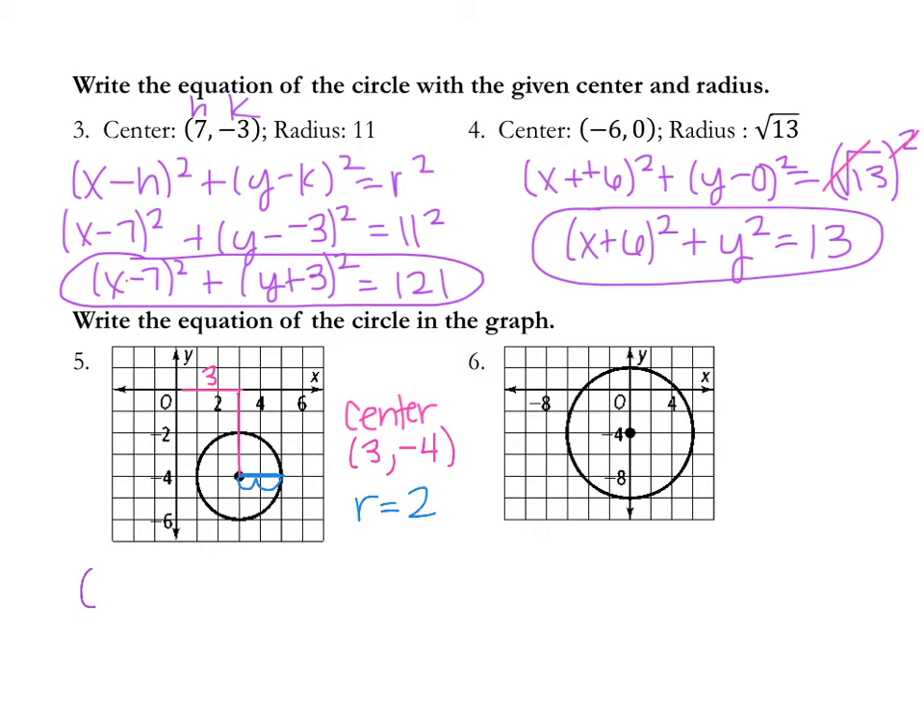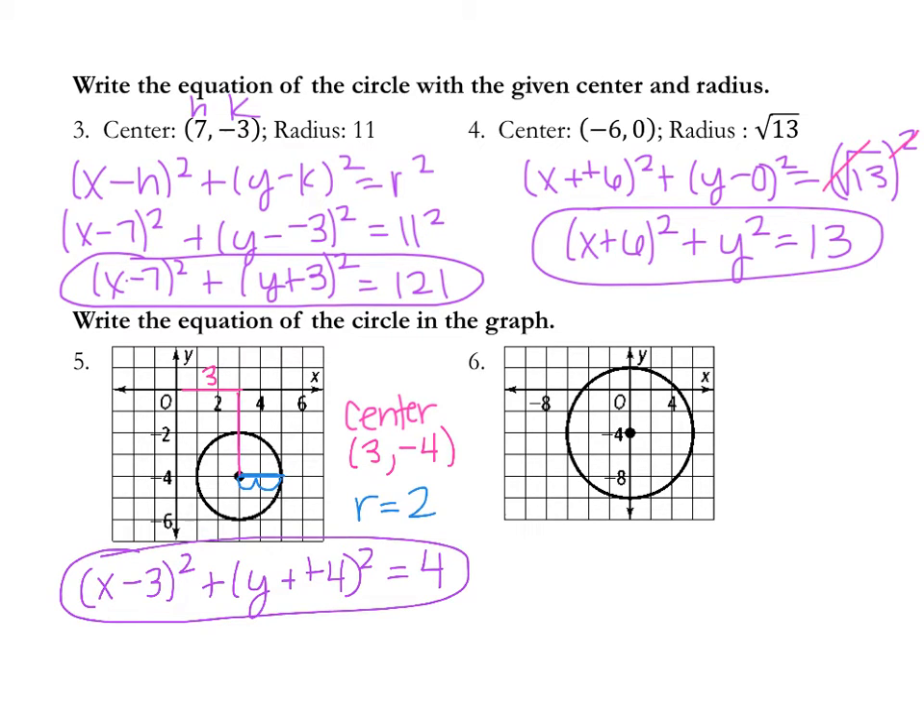So then the equation, we're just going to plug it in just like we did in 3 and 4. It's x minus 3 squared plus y minus negative 4 squared, which changes to plus positive 4, equal to 2 squared, which is really going to be 4. So that should be your equation.